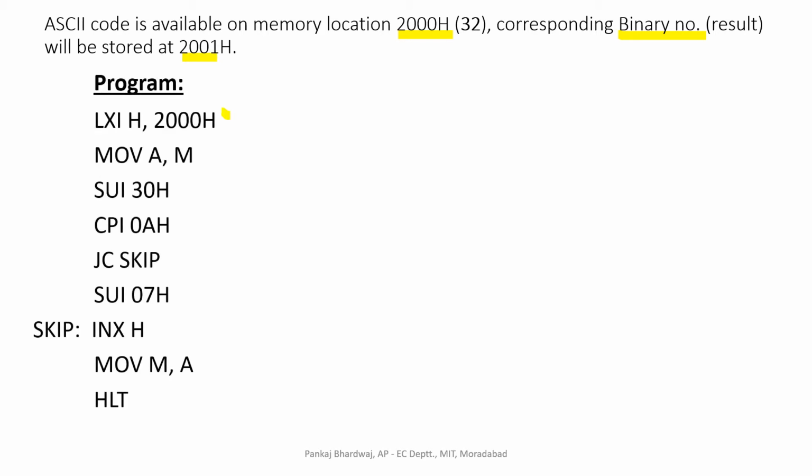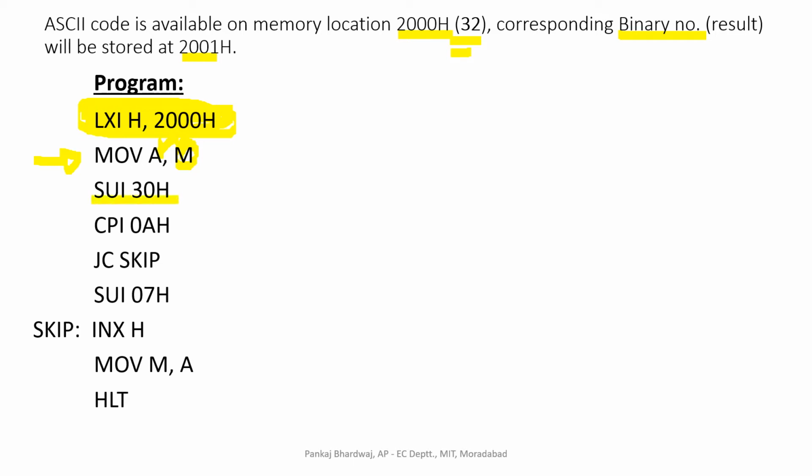The program says that we need to load the HL pair with the immediate data, which is available in the form of memory. So we load the HL pair with 2000, and using the MOV A, M instruction, we move the data available in the memory location to the accumulator. So the data, that is 32, comes in the accumulator.